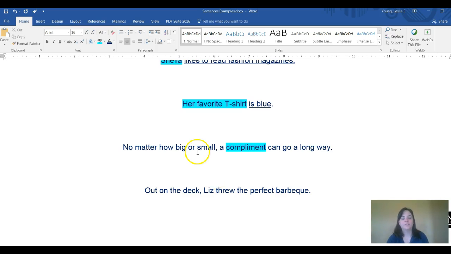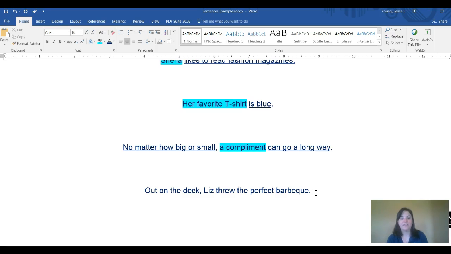So then, what else is the rest of the sentence? Besides just a compliment, our subject, we also have no matter how big or small and can go a long way. Both of those together are the predicate because they're both telling us about the subject, a compliment. So sometimes, depending on how the sentence is written, the predicate can be in two places, before and after the subject. Let's look at one more example.